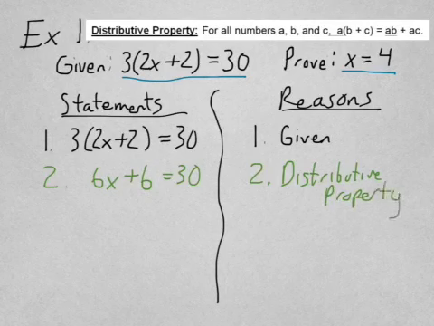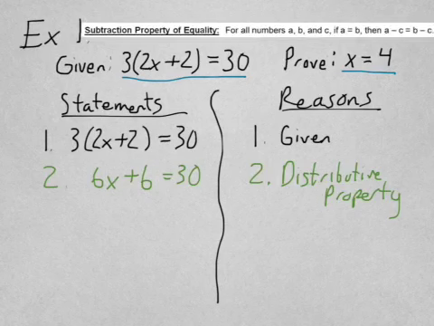Okay, so what would we do next to solve for x? Well, we would need to subtract 6 from both sides. We know that we can do this because of the subtraction property of equality, which is listed on that previous page, which says for all numbers a, b, and c, if a equals b, then we are allowed to subtract c from both sides, and the equation still remains true.